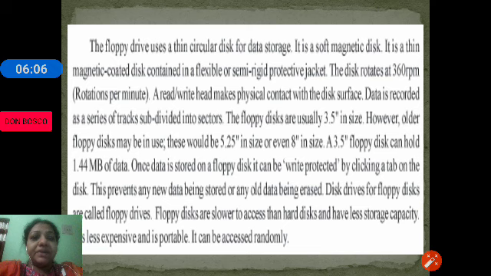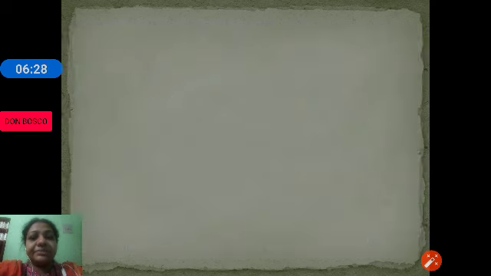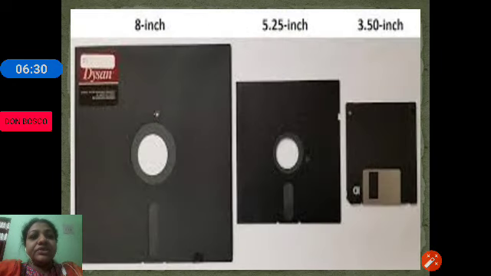The maximum capacity a floppy disk can store is 1.44 MB. Even if you want to store one song of about 5 MB, you need 5 floppy disks to record it, which is quite difficult to maintain as the storage capacity is less. As you can see here, there is an 8 inch floppy, a 5.25 inch, and the latest is 3.5 inches. It is also called floppy diskettes.